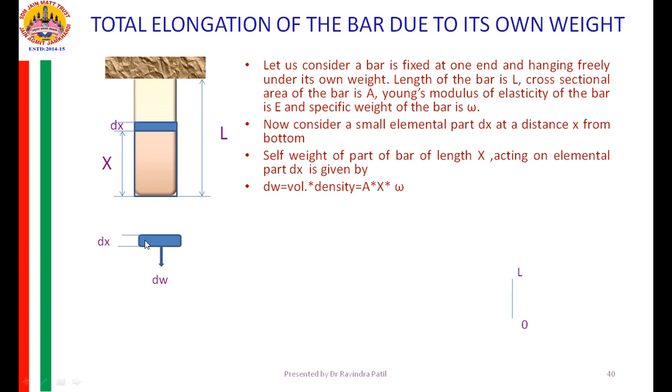Now you focus only on this part. What is the change in length of this part? What is given to you is that the length of the part is dx, the force acting on it is equal to dw, the cross sectional area of the part is A and Young's modulus is E. Then the deformation is given by P into L divided by A into E. P is nothing but dw, and L is nothing but dx.